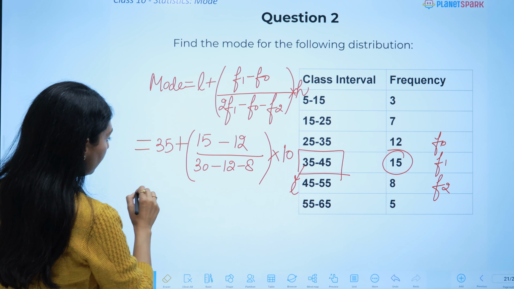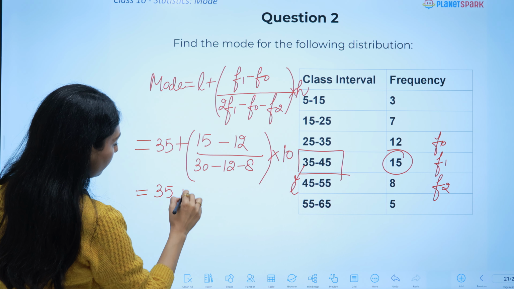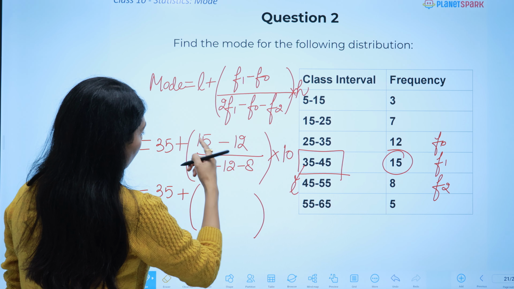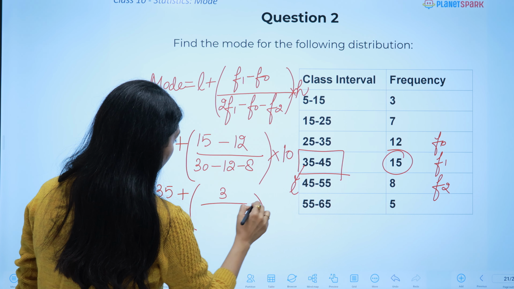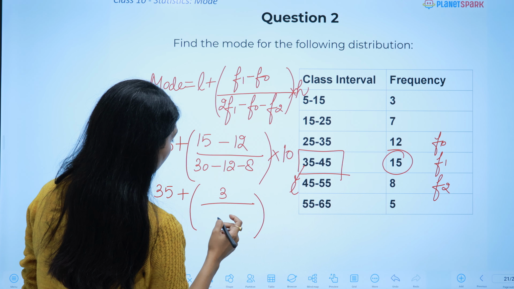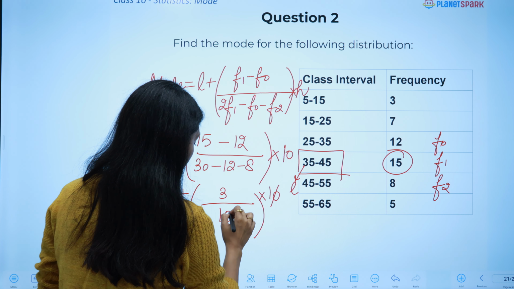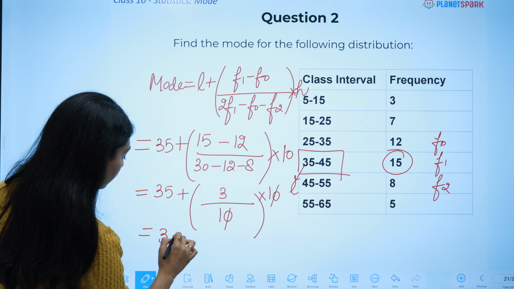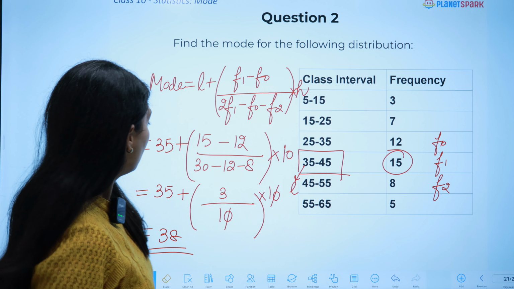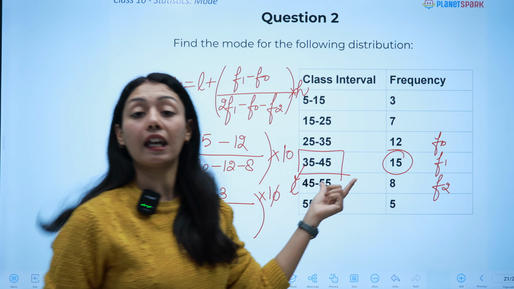Right, h is 10. Now let's do the calculations. 35 plus (15 minus 12) upon (10 minus 20)... that is 10 upon 10. This gets cancelled out. 35 plus 3, 38, right? So we have got the mod as 38 and yes, it is lying in the model class.